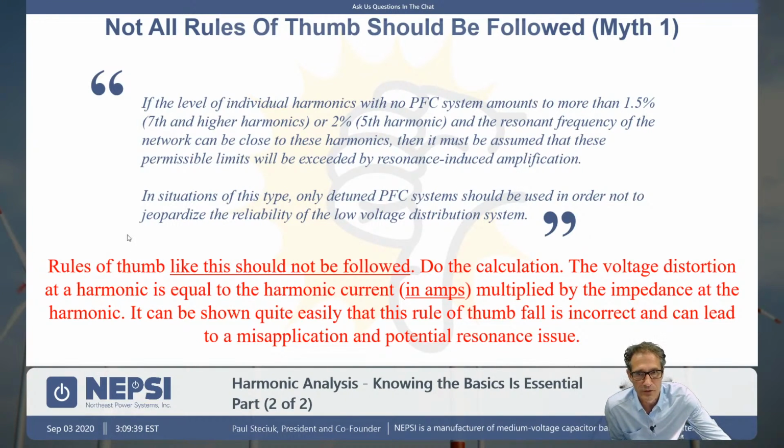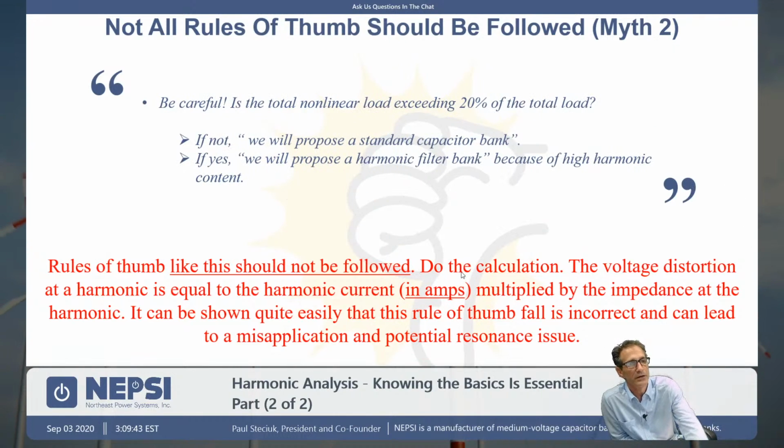There's another rule of thumb that we have commonly seen, and it's talking about being careful, and is the total linear load exceeding 20% of the total load? And they say, well, if not, they would propose capacitor banks. If it's greater than 20%, they would propose harmonic filters.